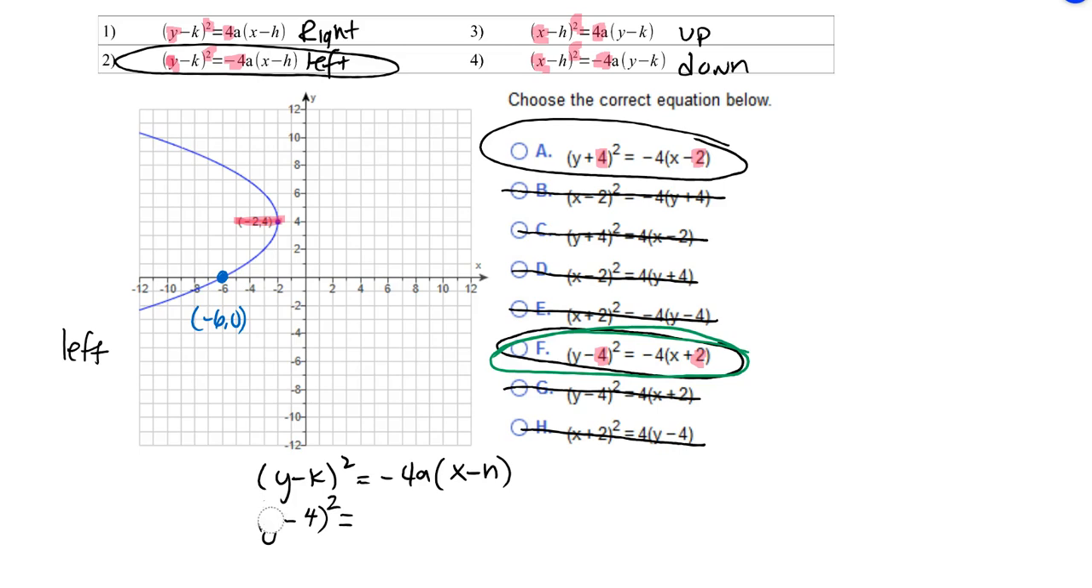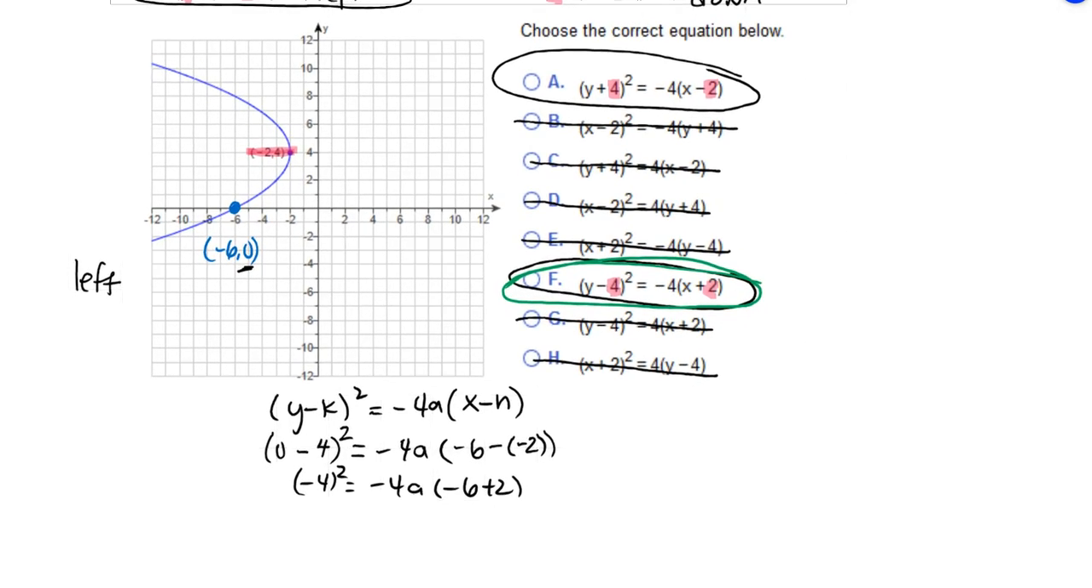And actually, in for y, I would also put in the y coordinate from this point, and the x coordinate for that point, as well as the x from the vertex. So this is going to give me negative 4 squared equals negative 4a, negative 6 plus 2. That's 16 equals negative 4a times negative 4. Negative 4 times negative 4 is a positive 16. And then I divide both sides by 16, and that tells me that a equals 1.